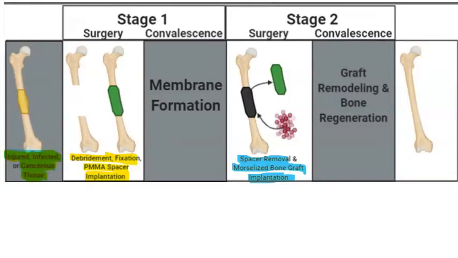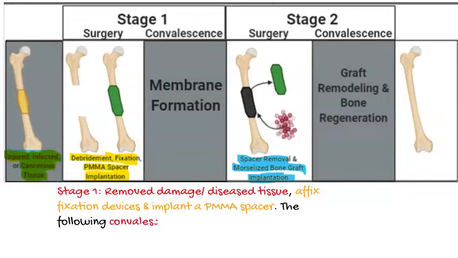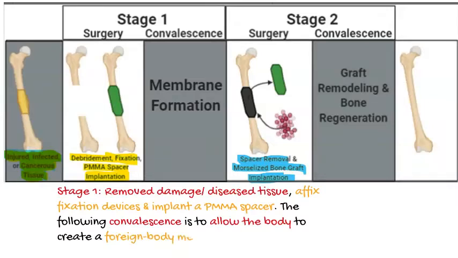This figure illustrates an overview of the Masquelet-induced membrane technique, MIMT. MIMT is a two-stage procedure. During the first stage, surgery is performed to remove the damaged or diseased tissue, place a fixation device, and implant a polymethyl methacrylate (PMMA) spacer. The following convalescence is used to allow the body to create a foreign body membrane surrounding the spacer, but also as a time to treat the infection.